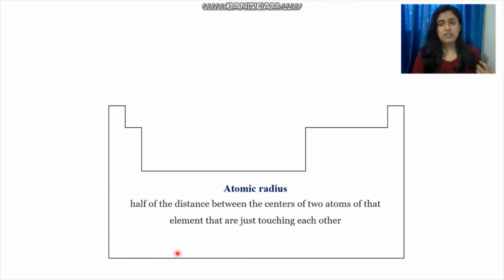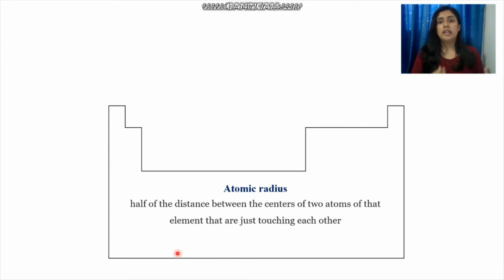Atomic radius. To talk of the atomic radius of an atom, it is not possible to exactly know the size of the radius of an atom because the electrons in the atom are not having any fixed position. You can't really predict the position of an electron. It's only the probability of finding an electron around the nucleus that can be found out.